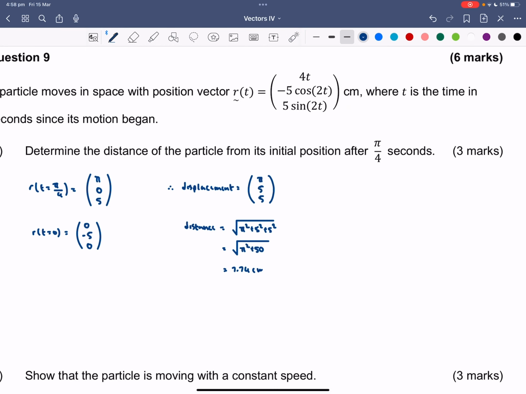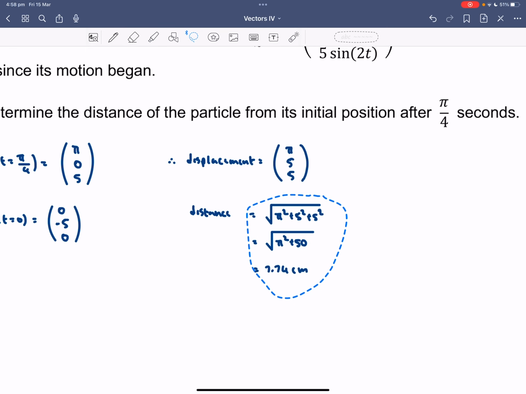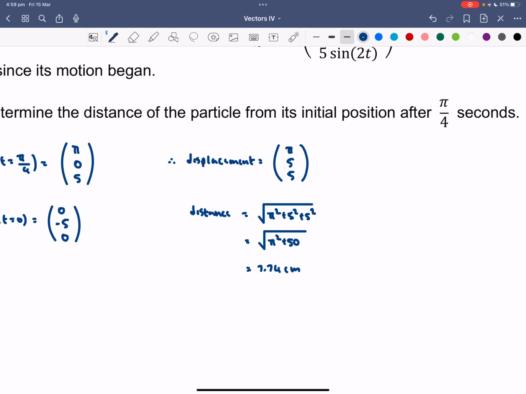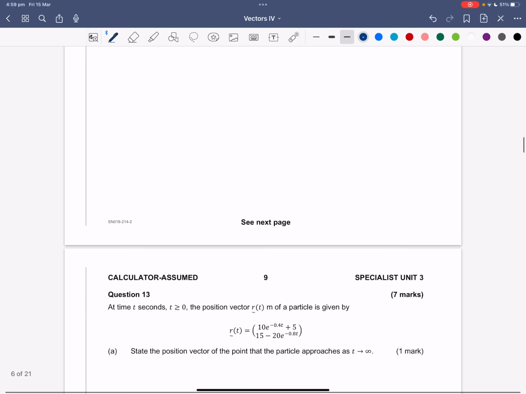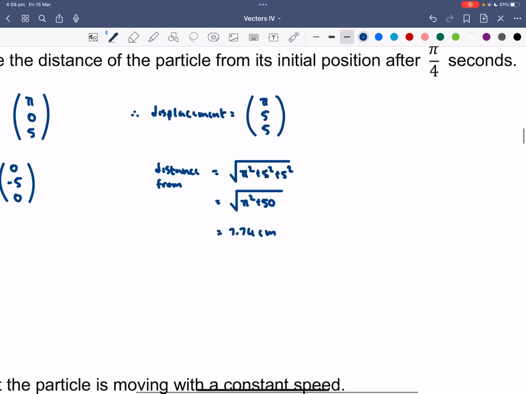It is not the distance that it has traveled, but the distance from the initial position. That is the distance from the initial position. There's a big difference between distance traveled and distance from the initial position. Does it even ask for distance traveled at any point? It doesn't ask for distance traveled, so I'm just going to tell you the difference.